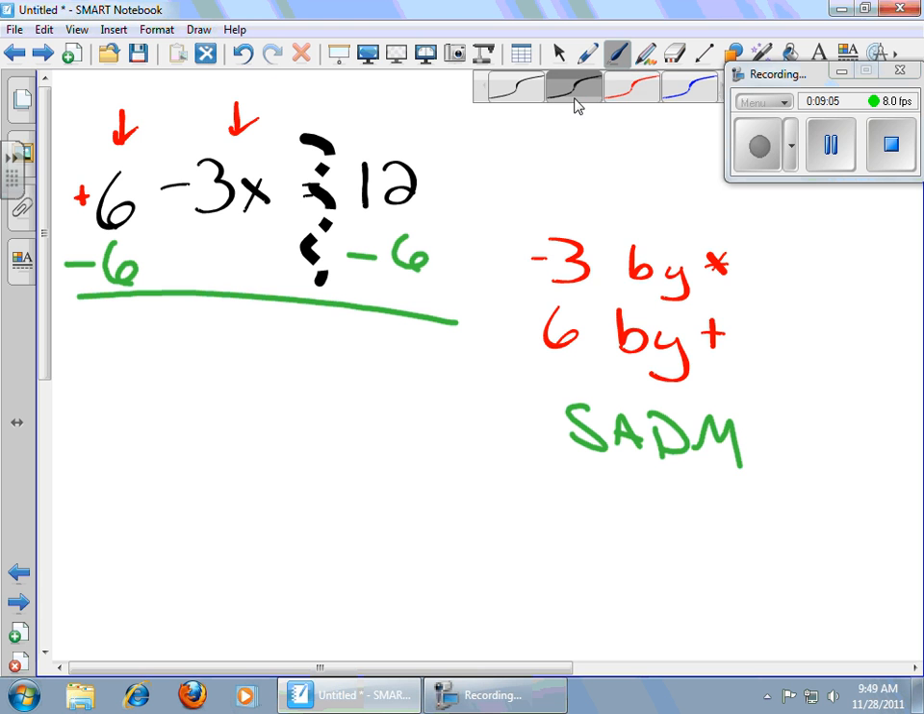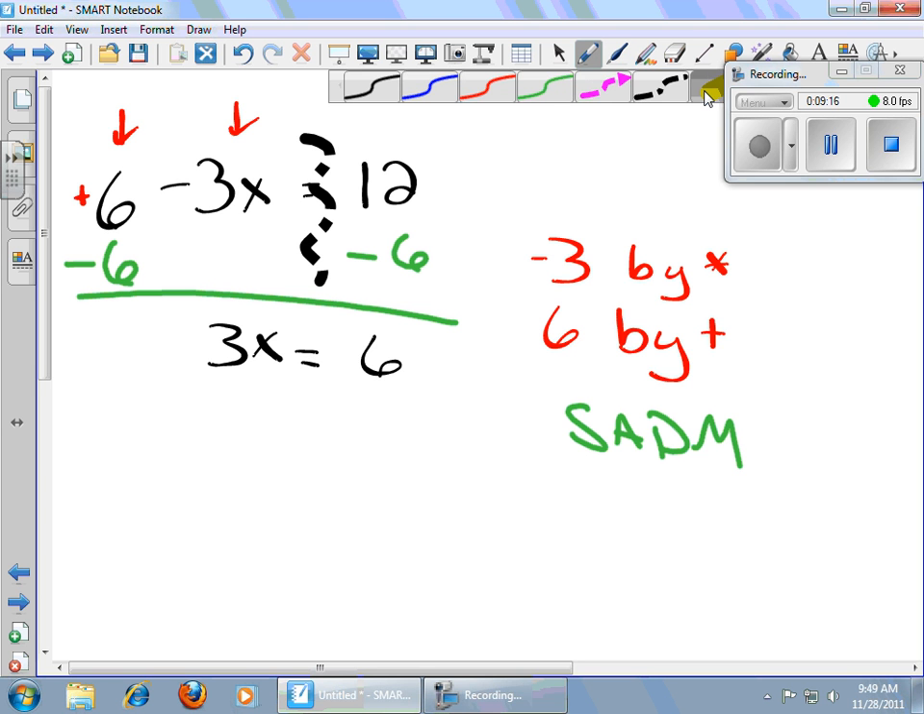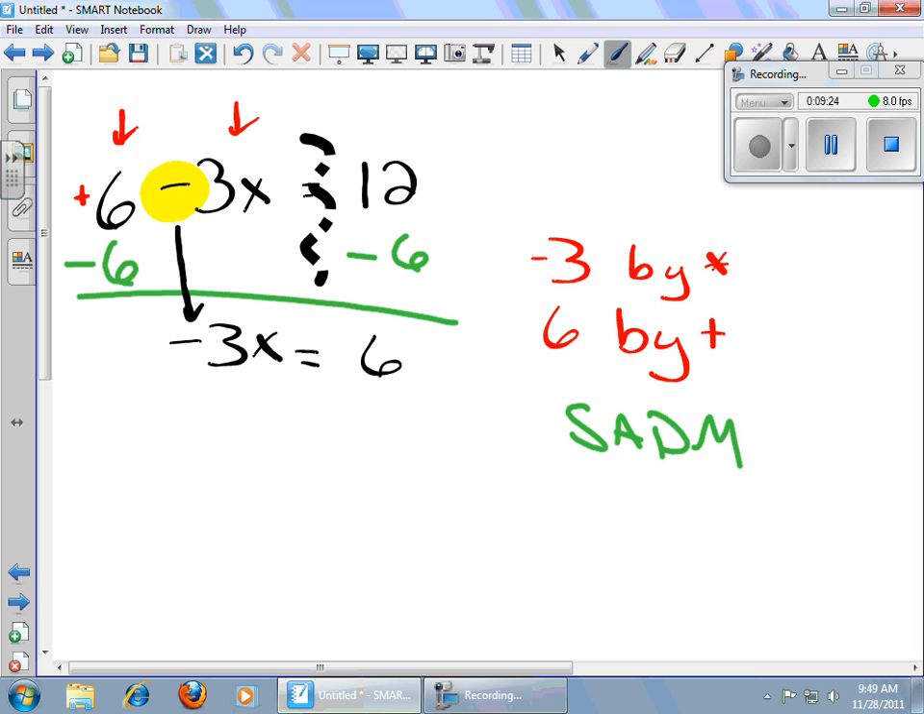Okay, so my next equation, the right-hand side becomes 6. The left-hand side, got to be careful here. I'm forgetting something, aren't I? Yeah, take a look. What am I forgetting? If you said the negative, give yourself a pat on the back because you are absolutely correct. I need that negative. He comes down with the 3x. He belongs to him. The sign belongs to the number it's in front of.